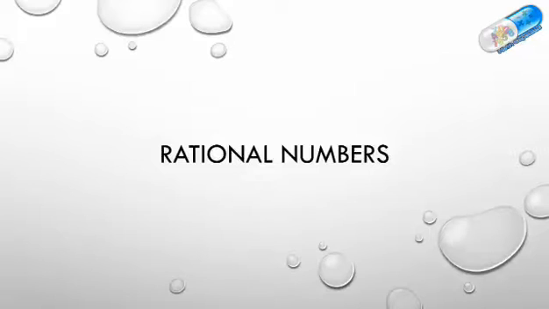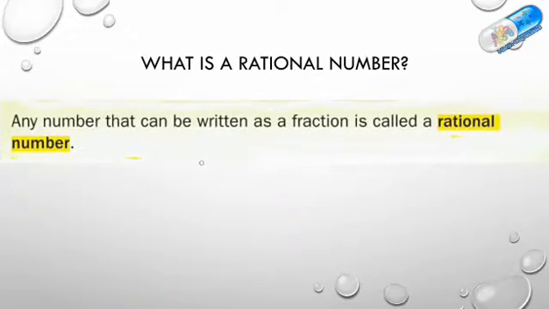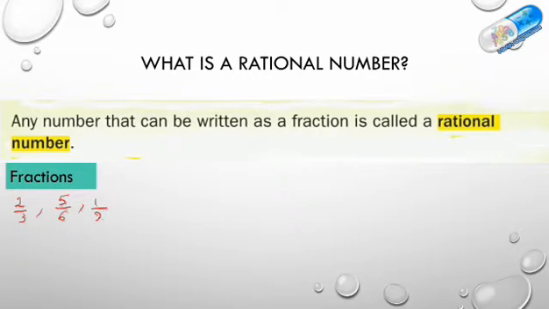Hello dear friends, rational numbers. What is a rational number? Any number that can be written as a fraction is called a rational number. As an example, a fraction itself is a rational number. So, for example, 2 over 3 is a rational number, 5 over 6 is a rational number, 1 over 2 is a rational number, and so on.